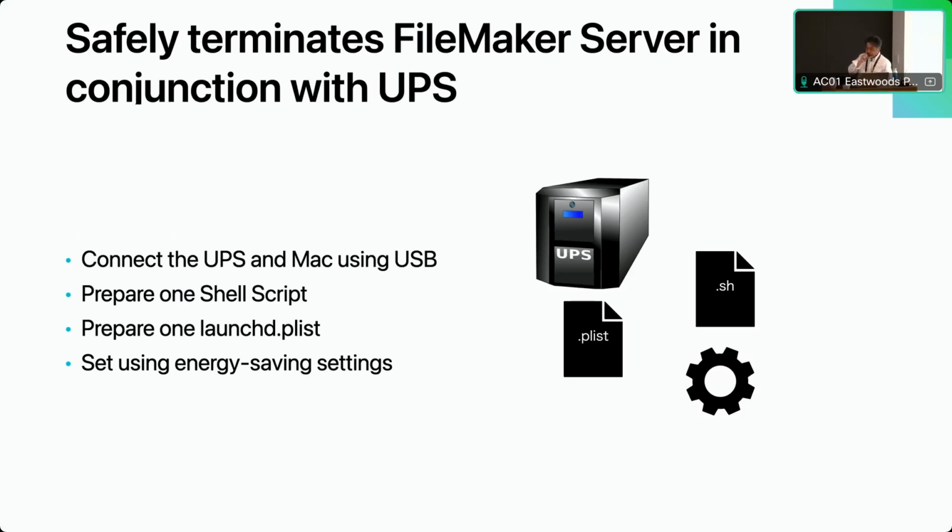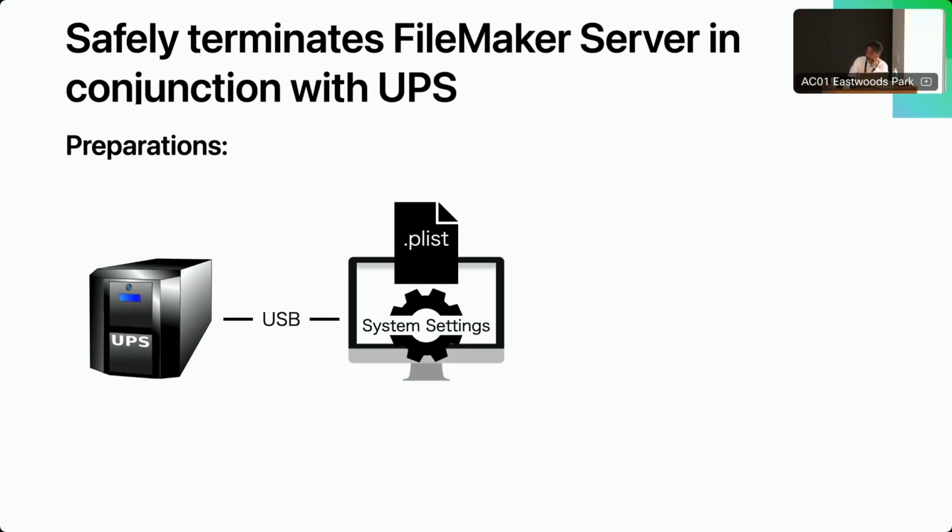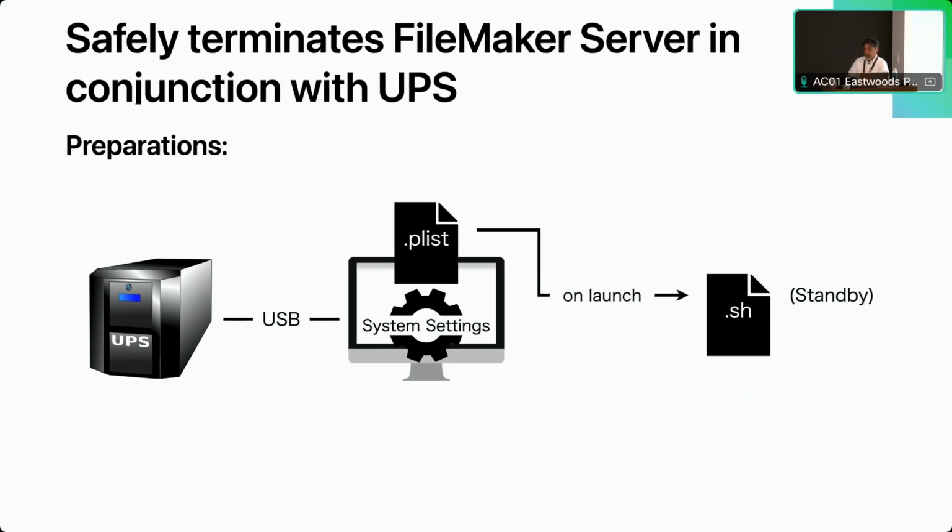However, this story has a complicated processing structure, so I've tried to illustrate it. First, connect the UPS to your Mac via USB. Set the energy saving settings to something like shut down the system after n minutes of battery operation. Next, prepare a LaunchD plist so that the prepared shell script is executed at startup.